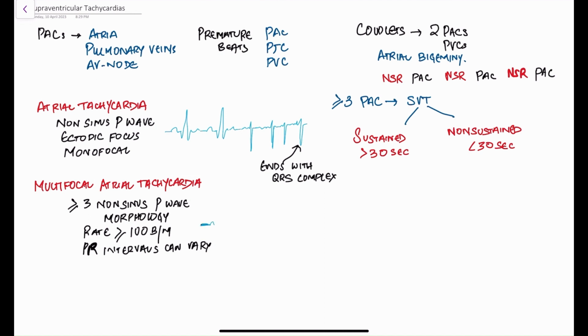And then we take a look at an example of multifocal atrial tachycardia. So you can see that there are 3 different shapes of P wave. They can have more or less a different PR interval as well.